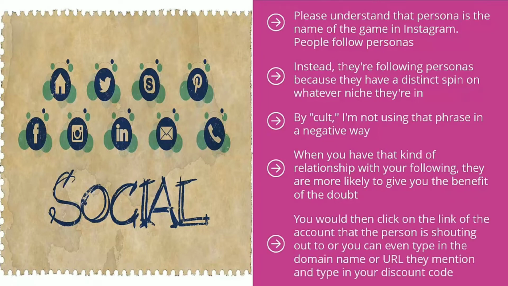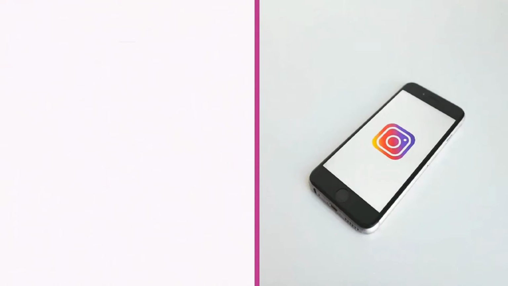You would then click on the link of the account that the person is shouting out to, or you can even type in the domain name or URL they mention and type in your discount code. That's how influence works. It's all about this cult of personality.